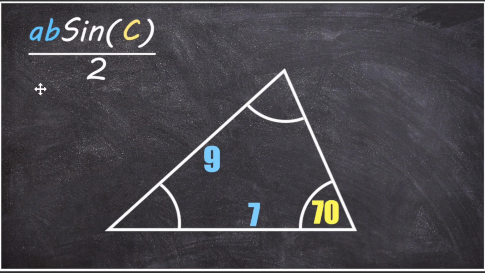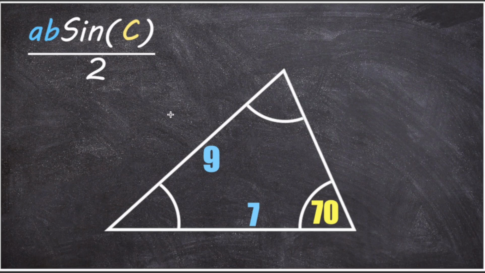I'm assuming that you know how to use half AB sine C over 2 to find the area of a triangle. But I'm going to show you a couple of situations where trying to use the formula directly does not work. But then I'll show you how you can make use of the sine rule to get around those problems.